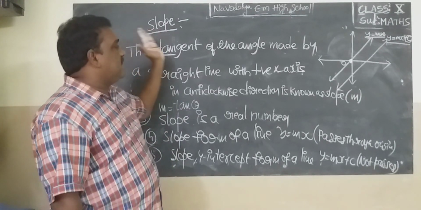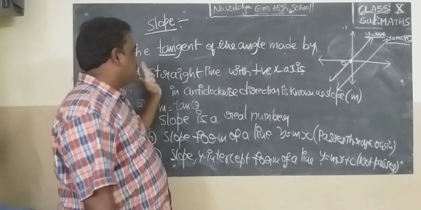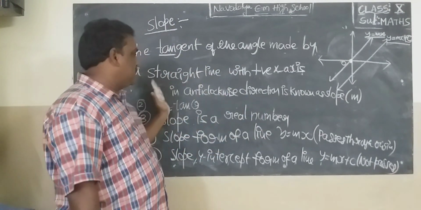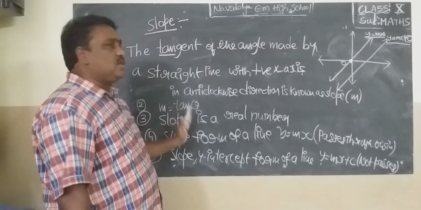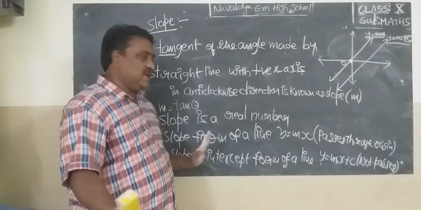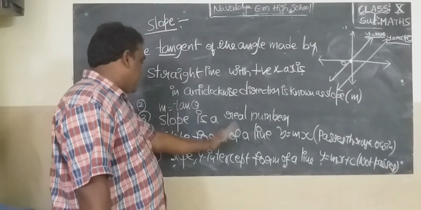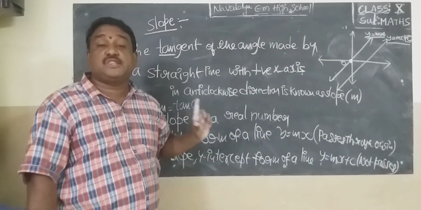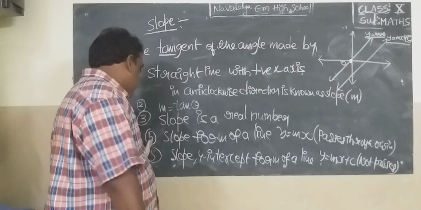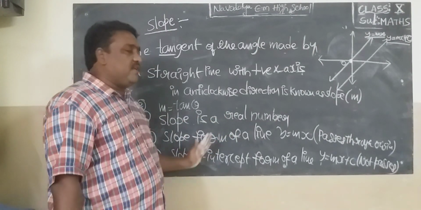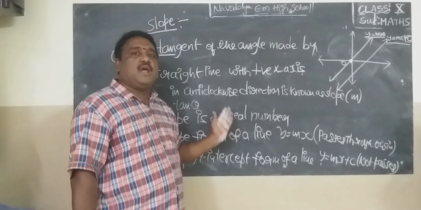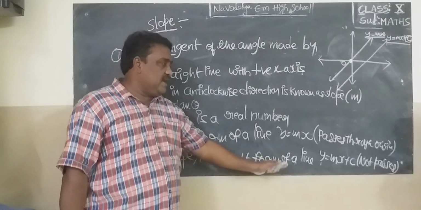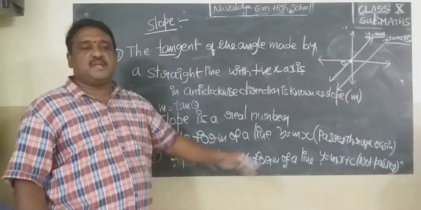So, the tangent of the angle made by a straight line with the positive x-axis in anti-clockwise direction is known as slope. m equal to tan theta. Theta is inclination. Slope is a real number. The slope form of a line is y equal to mx. It passes through origin. The lines which are not in the form of y equal to mx do not pass through origin. The slope, y-intercept form of a line is y equal to mx plus c. It does not pass through origin.